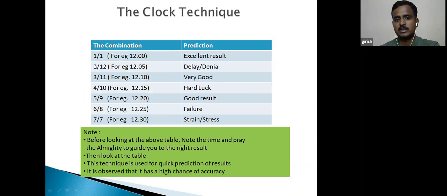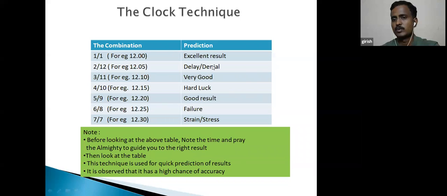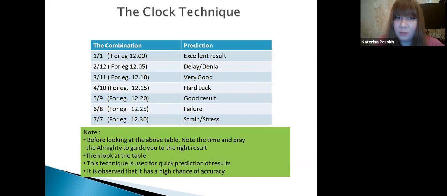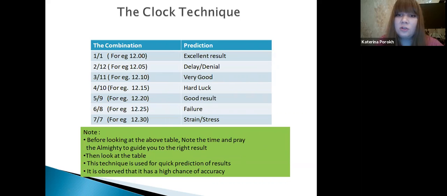So if this combination appears at, let's say, 12:05, and somebody asks you a question, it is not going to materialize. There will be a delay or a denial of the result. The prediction you give for this combination is either a delay or a refusal of the request, or a delay in fulfilling what the person asked and wished for.